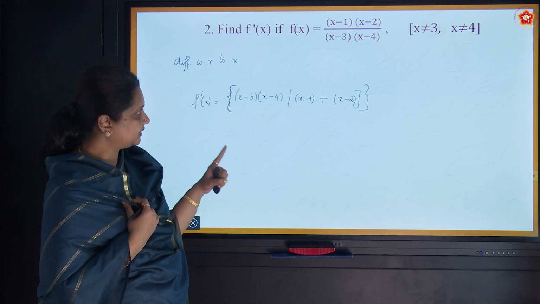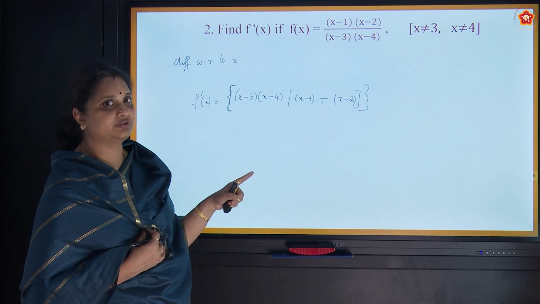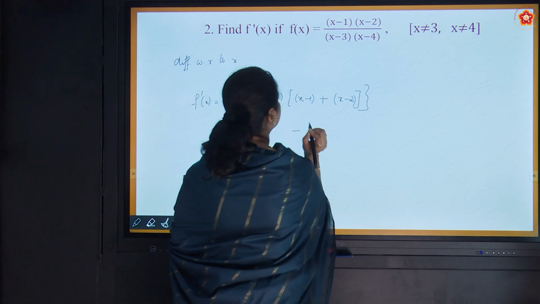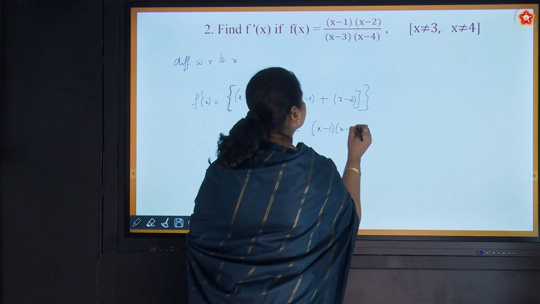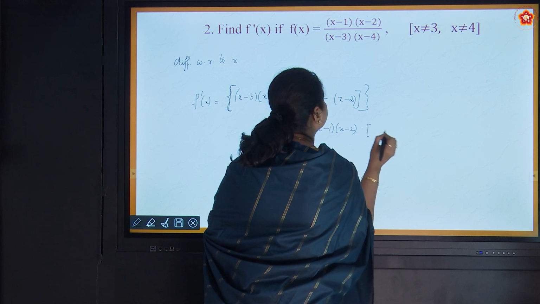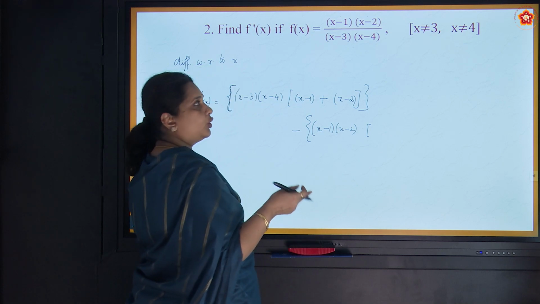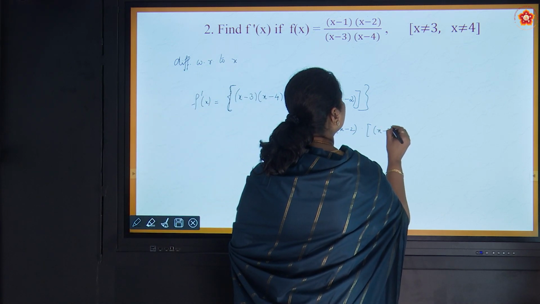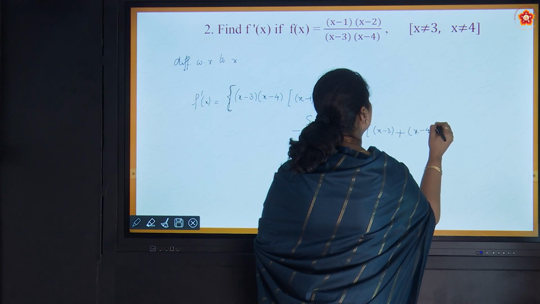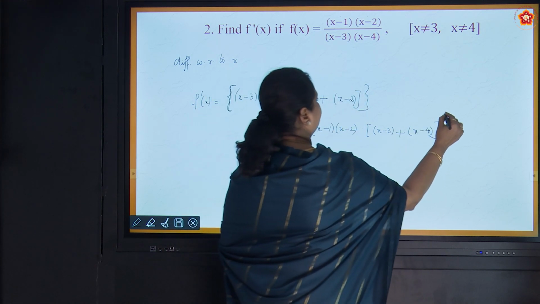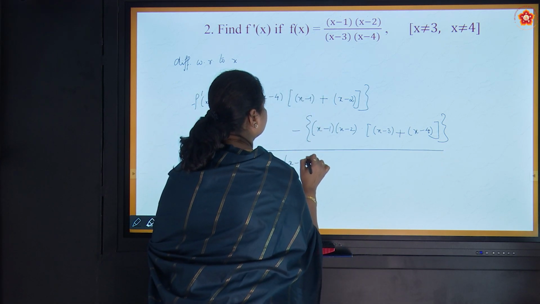I hope you've understood. I've kept the denominator unaltered. Numerator, I have used the product law to differentiate it, minus, I'm going to keep the numerator unaltered into, now I'm going to differentiate the denominator. How do I differentiate? Again, it's a product of two functions, x minus 3 unaltered, x minus 4, if you differentiate you get 1, plus x minus 4 unaltered, x minus 3 on differentiation gives you 1. Divided by the denominator squared.